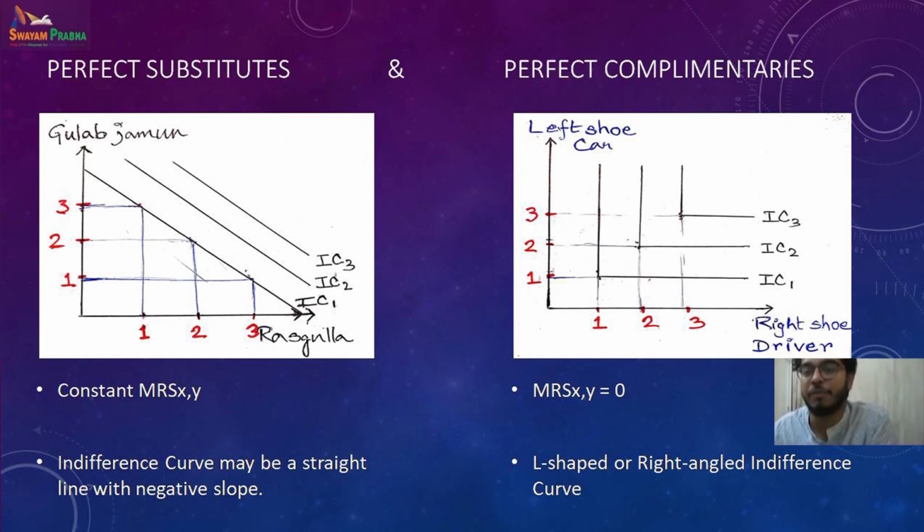Coming to perfect complements, they are called L-shaped, or right-angled, indifference curves. What does it show? A perfect complement is, say, a right shoe and a left shoe. I cannot wear only one shoe. If I am wearing a right shoe, I must wear a left shoe.